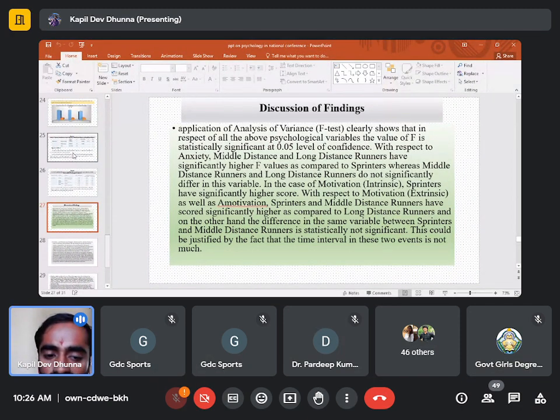In the case of intrinsic motivation, sprinters have significantly higher scores with respect to motivation, as well as extrinsic and A motivation. Sprinters and middle distance runners have scored significantly higher as compared to long distance runners. On the other hand, the difference in the same variable between sprinters and middle distance runners is statistically not significant. This could be justified by fact.